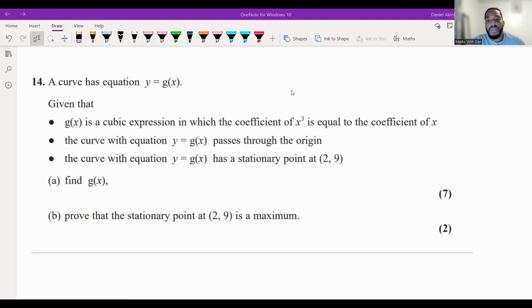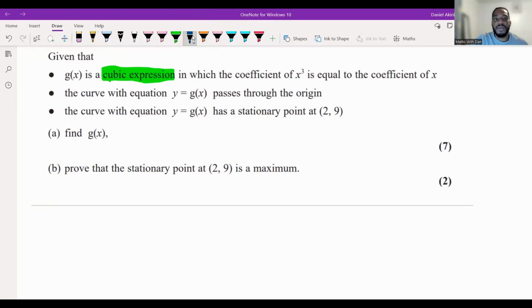Okay, so let's go through it bit by bit. The first bullet point tells me it's a cubic expression, right? Now, remember, before I even get to the other part of that sentence, a cubic expression would have 4 terms. We're going to have ax cubed plus bx squared plus cx plus d. Are we all happy with this? This is a general formula for any cubic expression you can have. Are we happy with this?